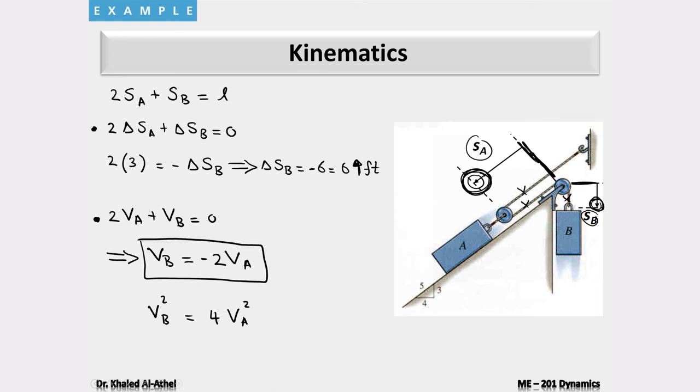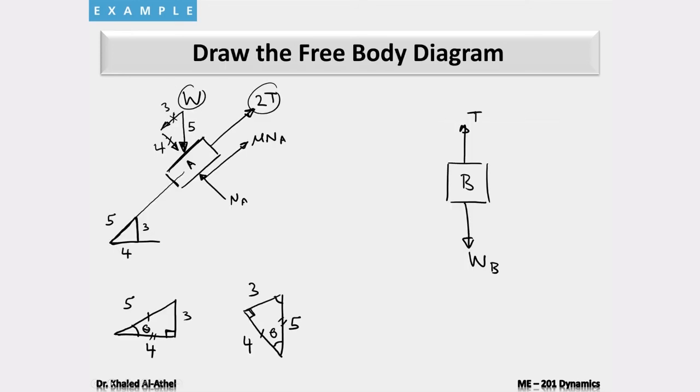In this problem, SA was positive downward. SB, if you look in here, was positive downward. All of them downward. So take downward as your positive. Therefore, if you look at the free body diagram, WB is moving down. Therefore, it's going to be positive. T is moving upward. It's going to be negative.